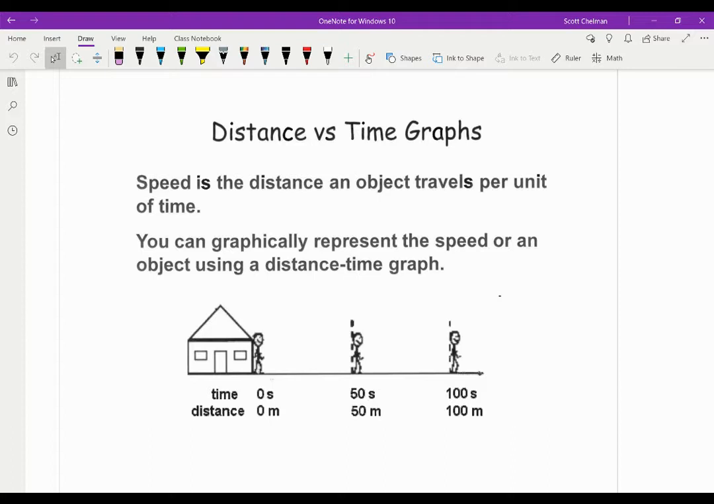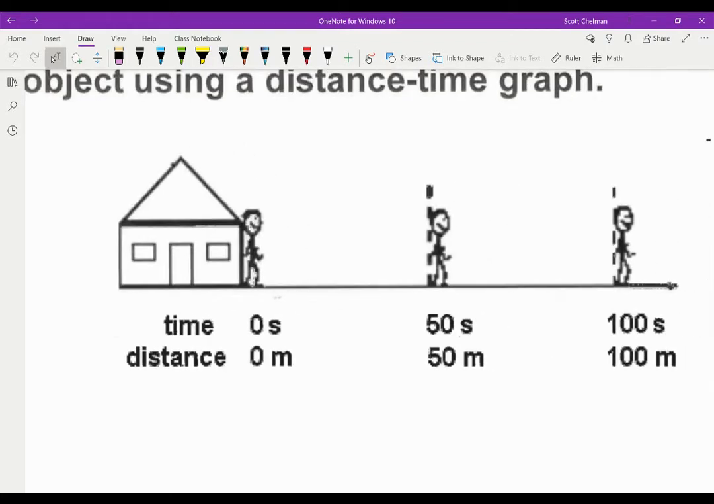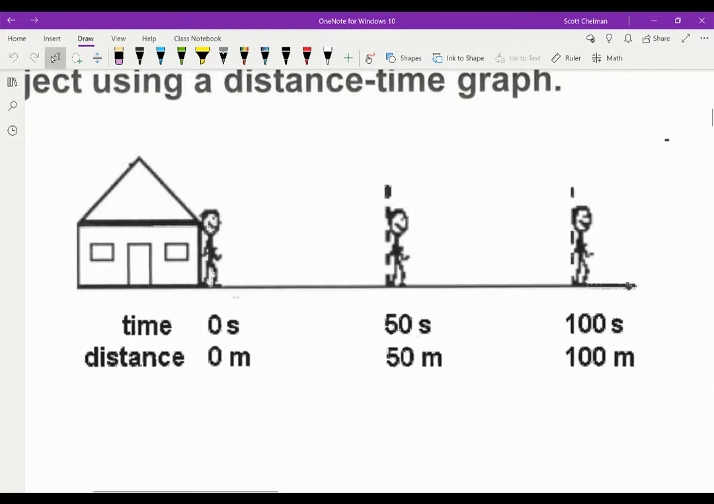All right. Okay. So we're going to look at distance versus time graphs. The speed is the distance an object travels per unit of time, and this is graphically representing this speed. All right. So this is our person here, right? So we can say that this person is walking somewhere.